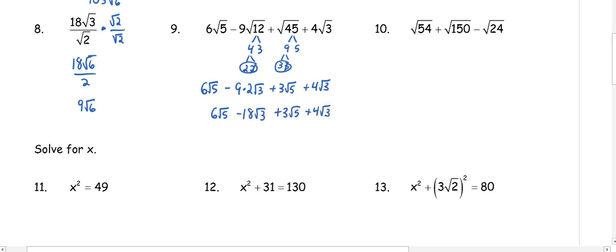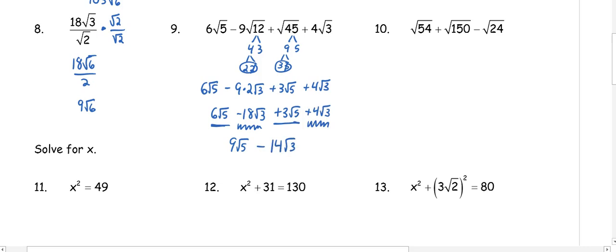Numbers that have the same thing under the radical, so 6 root 5 and 3 root 5, can combine together by adding the coefficients. So 6 plus 3 is 9 root 5. And then we have negative 18 root 3 plus 4 root 3, which gets us minus 14 root 3.